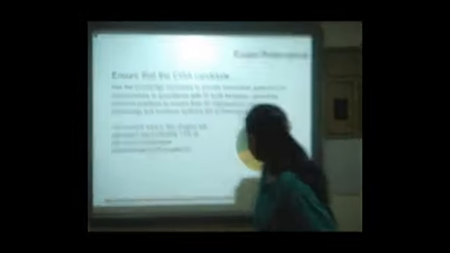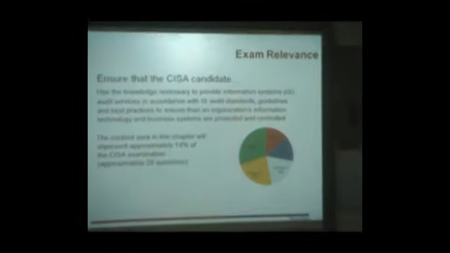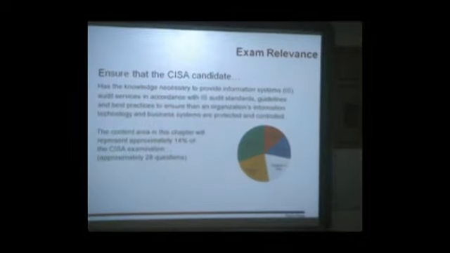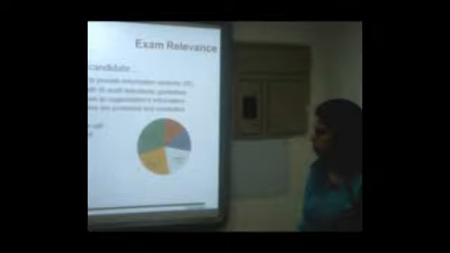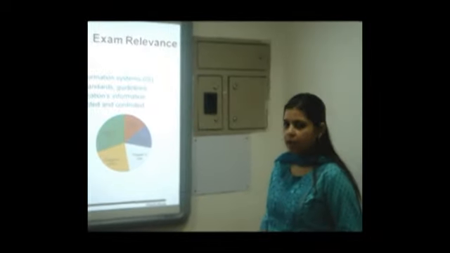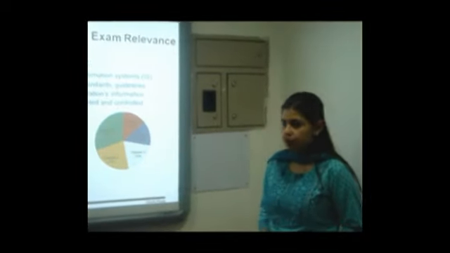And before I go through chapter 1, these are the weightages that each chapter has within the course exam. Chapter 1 carries 14% weightage, chapter 2 14%, chapter 3 is 19%, chapter 4 23%, and chapter 5, which is protection of information assets, is 30%.